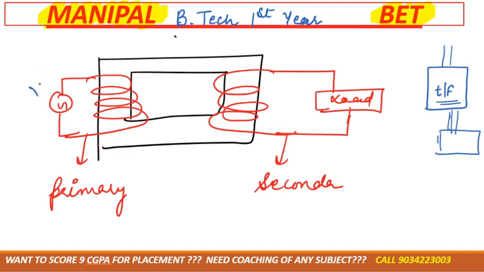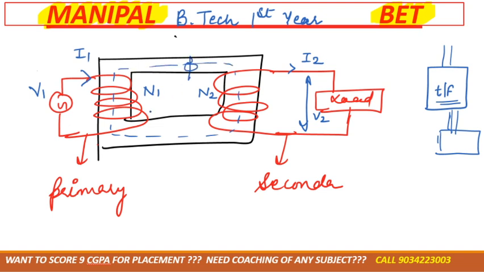Here we'll get V1 voltage, and here the output voltage is V2. Here the number of turns is N1, here the number of turns is N2, here the current flow is I1, here the current flow is I2, right? Due to the current, a flux is generated in the core, and that flux is denoted by phi, correct?